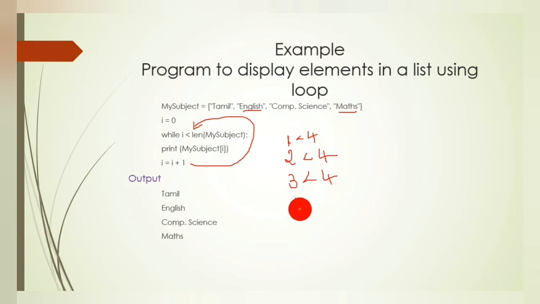4 less than 4? The condition is false. So once the condition is false, the loop exits, okay. So it comes out of the loop and prints the output. It shows the output like this: Tamil, English, Computer Science, Maths.